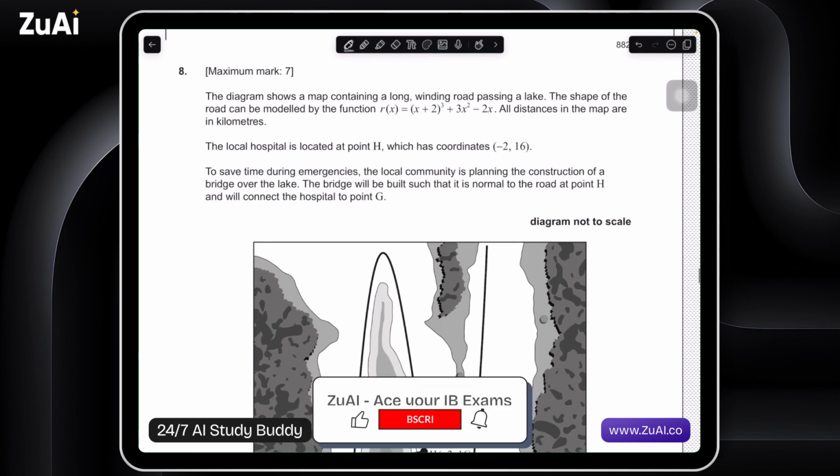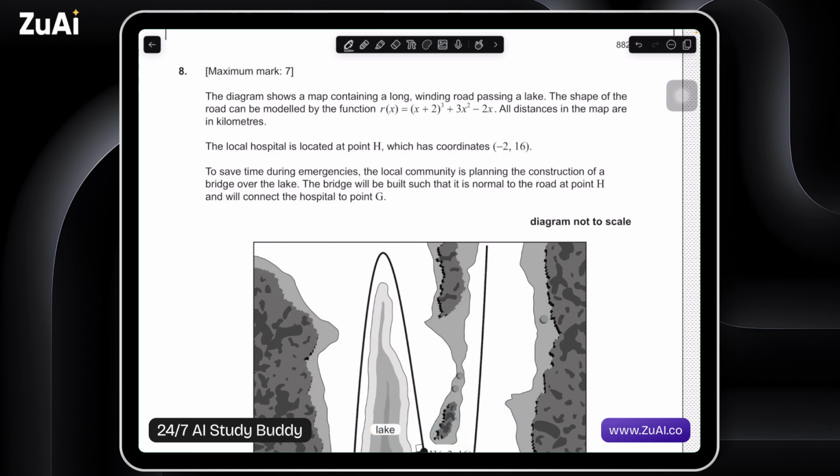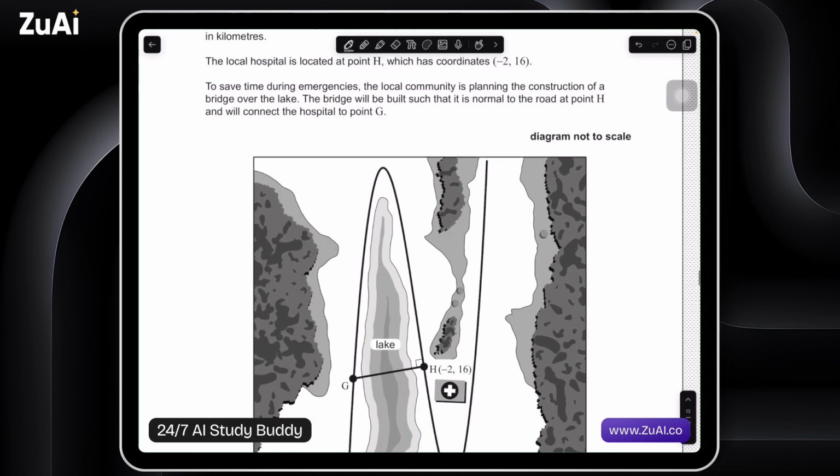The diagram shows a map containing a long winding road passing a lake. The shape of the road can be modeled by the function r of x is equal to (x plus 2) cubed plus 3x squared minus 2x. All distances in the map are in kilometers. The local hospital is located at point H, which has coordinates (-2, 6). That's right here. To save time during emergencies, the local community is planning the construction of a bridge over the lake. The bridge will be built such that it is normal to the road at point H and will connect to the hospital at G.